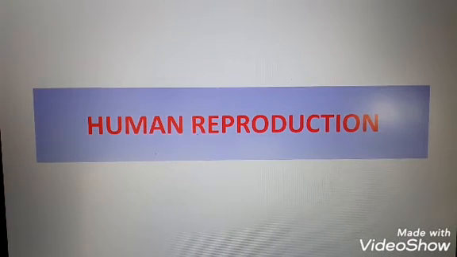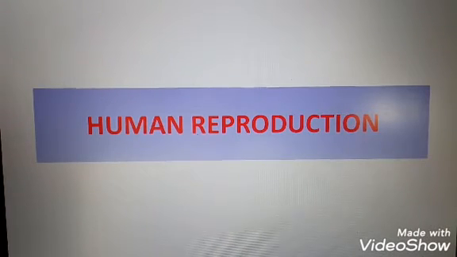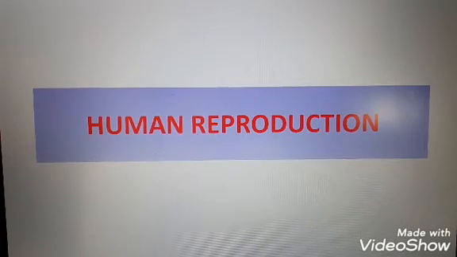Next question is, what function do fallopian tubes perform? The fimbriae portion of the fallopian tube collects the ovum, and it also provides the site for the process of fertilization. Next question, what is corpus luteum? We discussed what is corpus luteum.